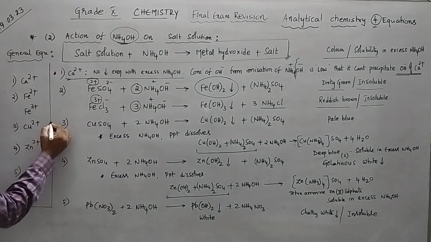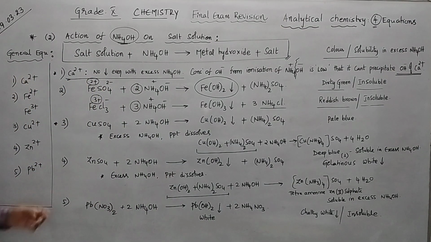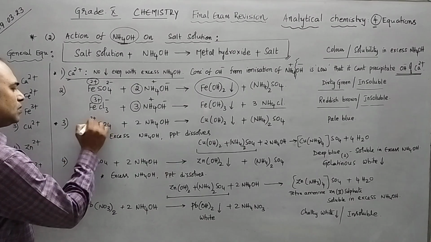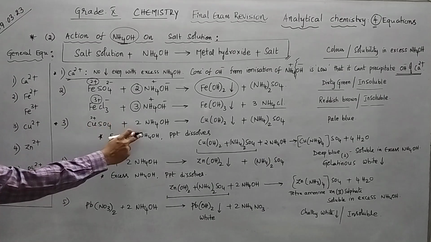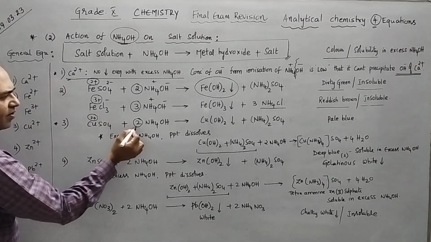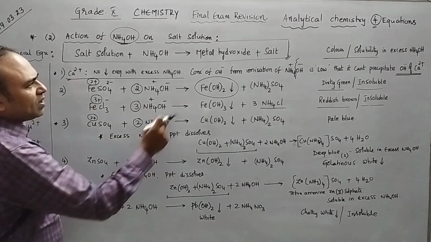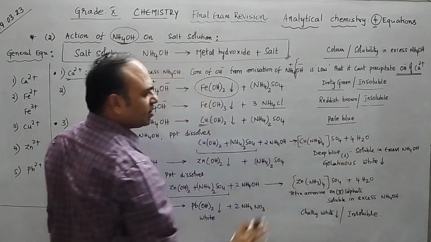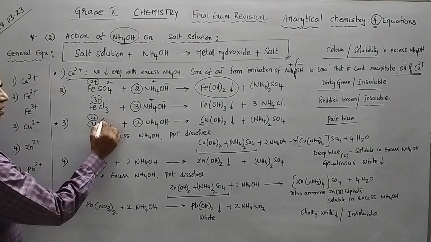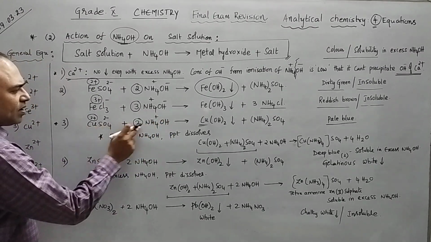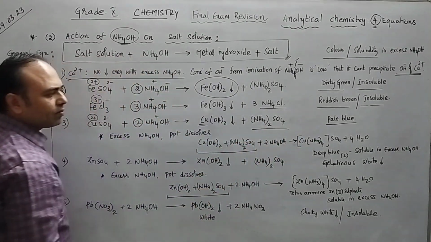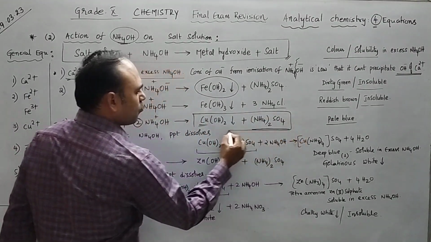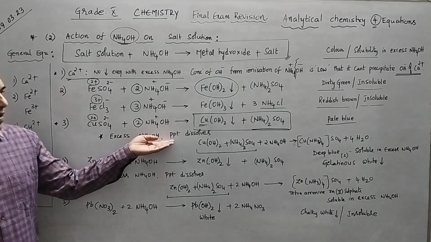Now coming to the third one, that is with cupric sulfate, copper sulfate. Because there is 2 plus, you have taken 2 moles of ammonium hydroxide, and what is the hydroxide here? Cu(OH)2, and the color is pale blue and it is soluble. Now that you have SO4 2 minus and NH4 plus, the salt will be ammonium sulfate, and if you take excess, what will happen? This whole thing will get dissolved. That means the precipitate gets dissolved here.